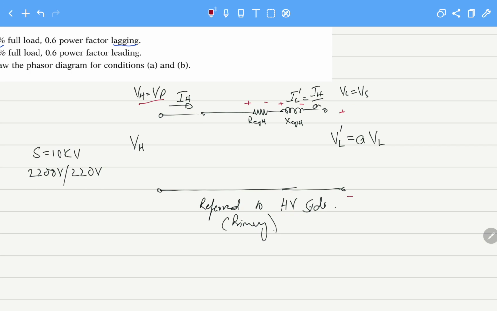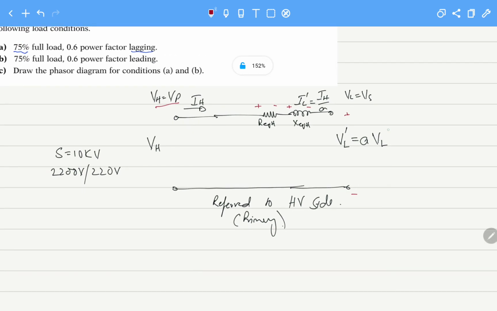For a transformer to operate on its rated conditions, the voltage should be 220 volts at the low side. This will be our reference signal, always, as we have previously shown. The turns ratio for this transformer was 10. So again we have 2200 volts, and this will be our reference, the output signal.